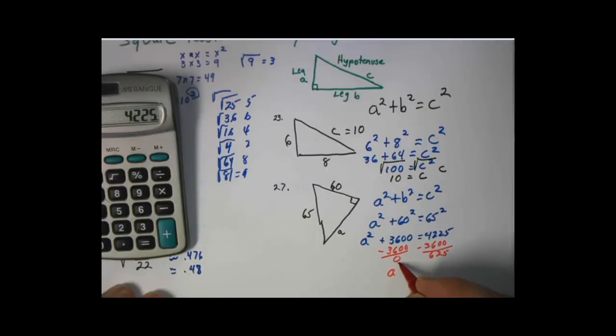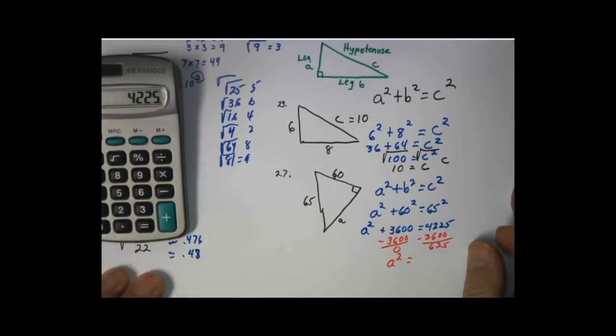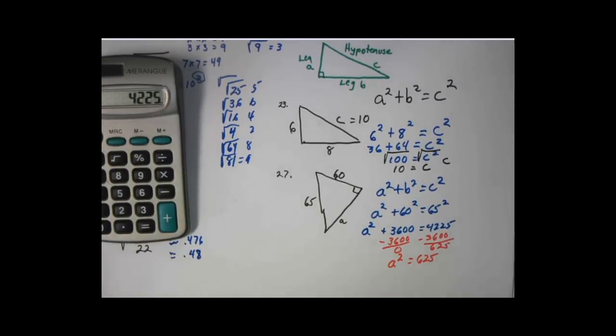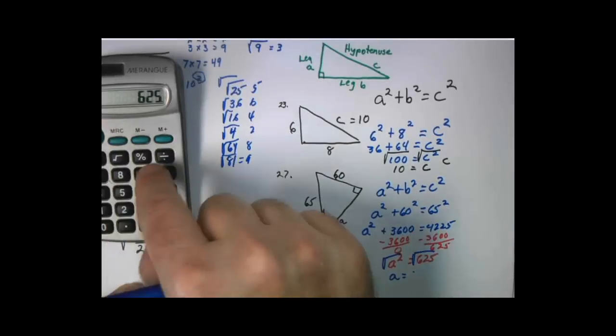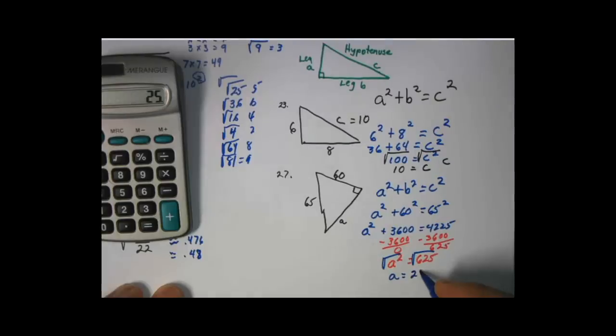So now I have a squared is equal to 625. The next thing I have to do is take the square root of both sides, because I want to get a, not a squared. Well, a times a is a squared, so a is the square root, and the square root of 625, if we're not sure, is going to be 25. Just plug it into your calculator. Okay, and that's how we do those.